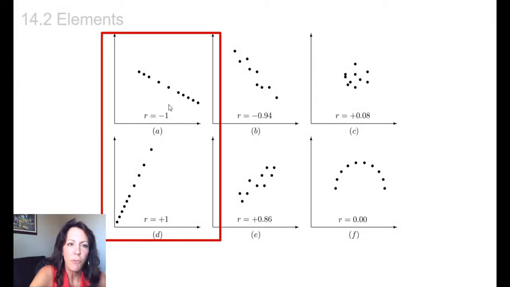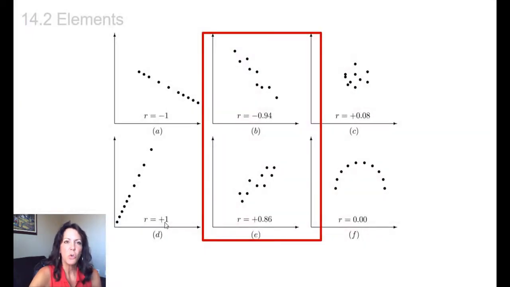So the first two correlations here are examples of perfect correlations. The top correlation is a negative correlation, but it's a perfect correlation. All of the dots are on the exact same line. They're all going in a very systematic and predictable way. And we call that a correlation of negative 1.00. Down below here, we have a perfect positive correlation, which means, again, all of the dots are on the same line, and the correlation is a positive 1.0.